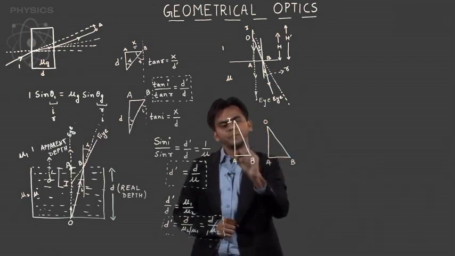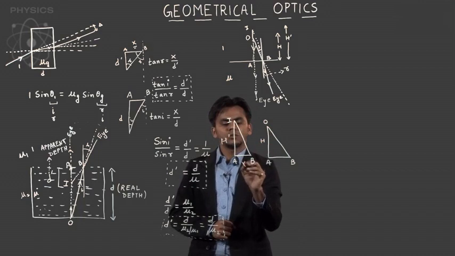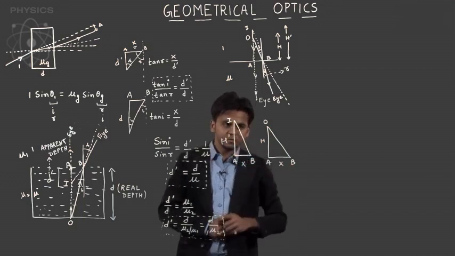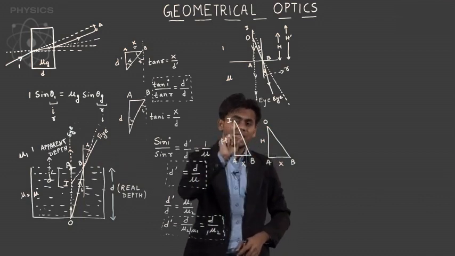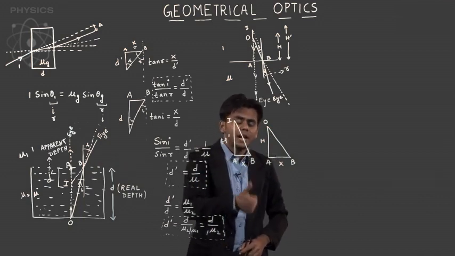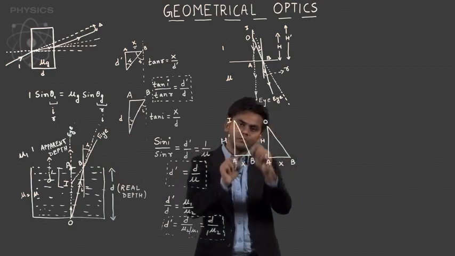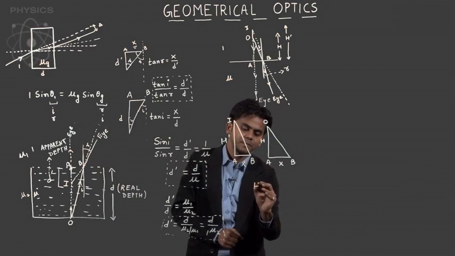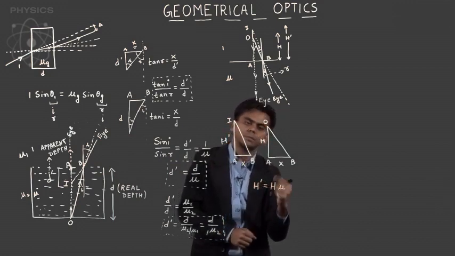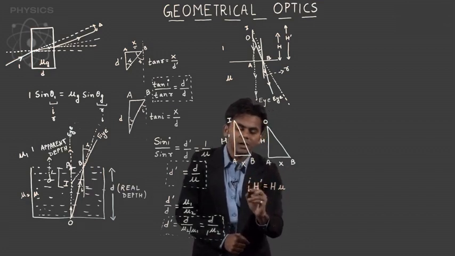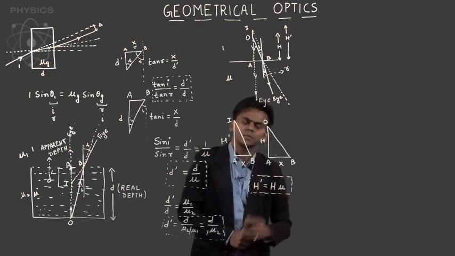This is your O. This is your H prime. This is your H. Both are the same x. Now apply the same logic over here and I will leave it to you as an exercise. And naturally, if you do a similar calculation, what you would find out is H prime comes out to be H times mu, which means your apparent height has to be greater. That's why this formula comes, because mu has to be greater than 1.